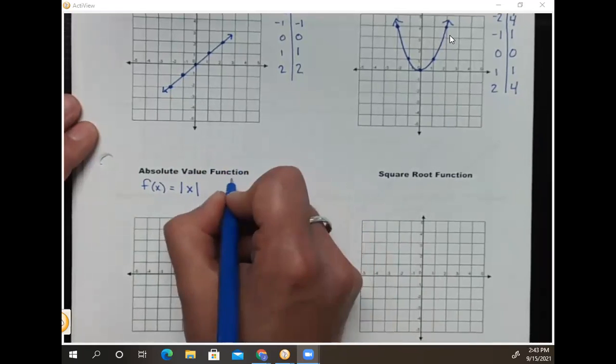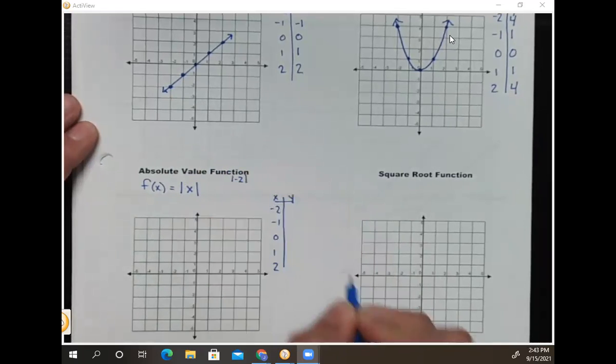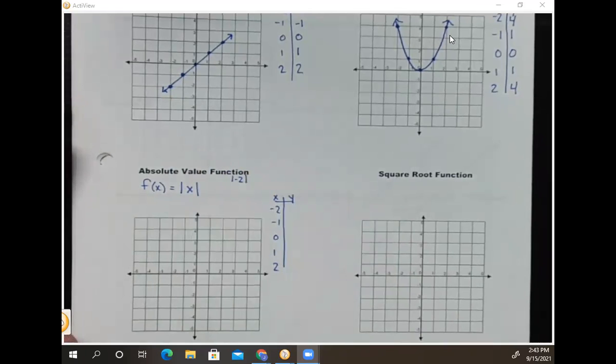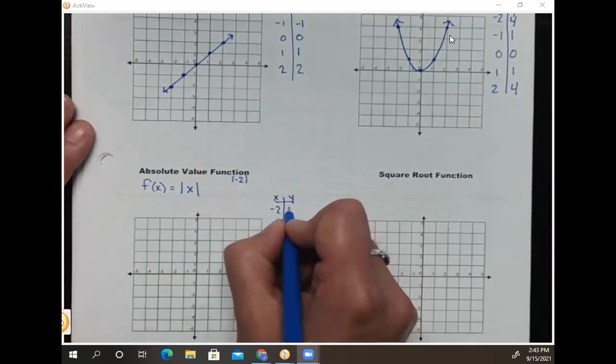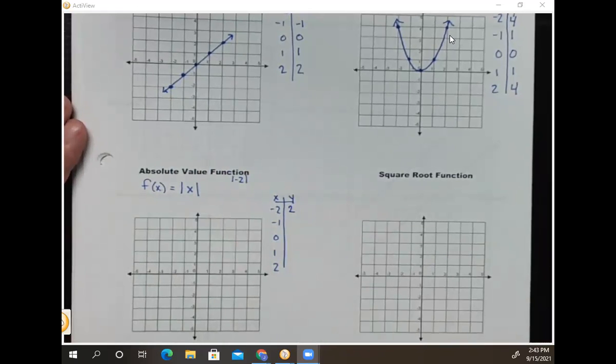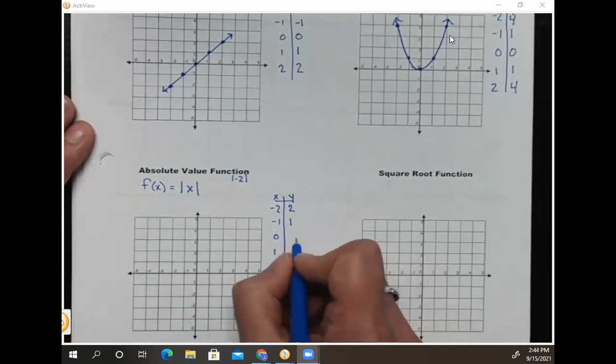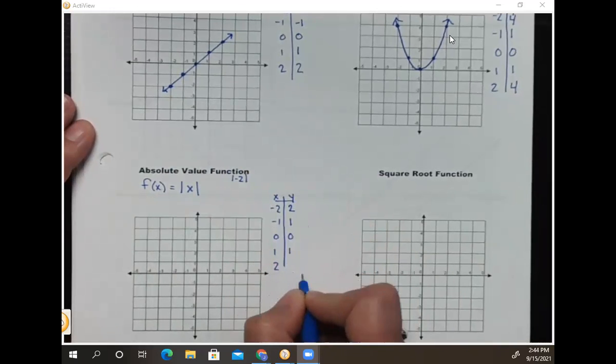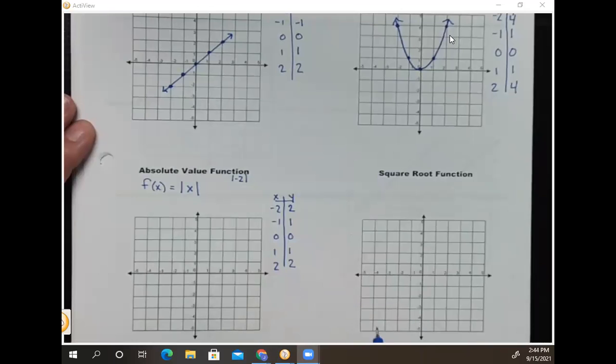When I plug in -2, that would mean I'm looking at the absolute value of -2. What's the absolute value of -2? 2. Yep. Absolute value of -1? 1. Yep. Absolute value of 0? 0. Absolute value of 1? 1. And then absolute value of 2 is 2.